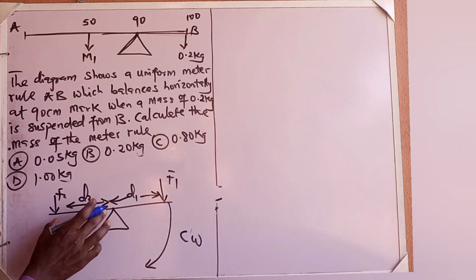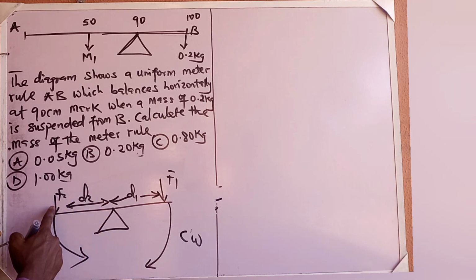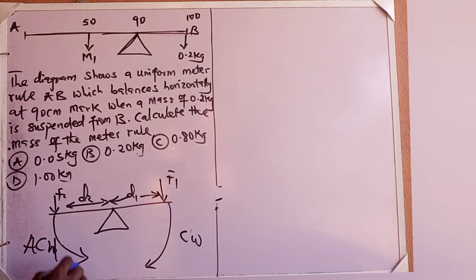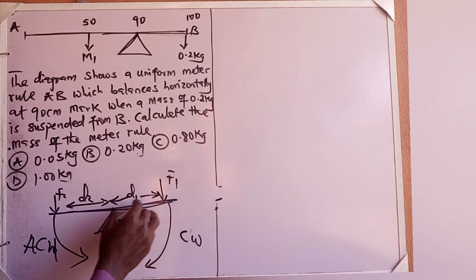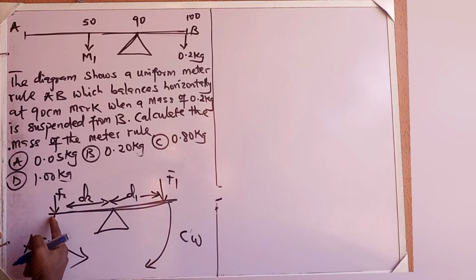And this F2 here is trying to produce a counterclockwise moment, which goes in this direction. We call it anti-clockwise moment, ACW. So for this to be in equilibrium, the clockwise moment produced by this force has to be equal to the anti-clockwise moment produced by this force. So this is the condition for equilibrium that we are going to use in solving questions like this one. So let's begin now with our solution.